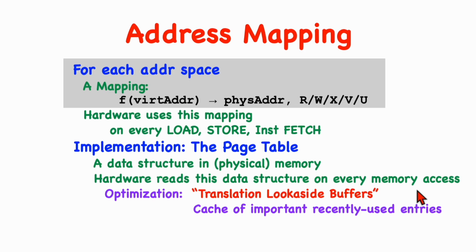In fact, each instruction fetch may require several additional memory read operations. So, in order to make this scheme efficient and usable, we also have something called the translation lookaside buffers, or TLBs. These are nothing more than a cache of important entries in the page table, which actually makes it unnecessary to read from memory most of the time. So I'll be describing TLBs later on.